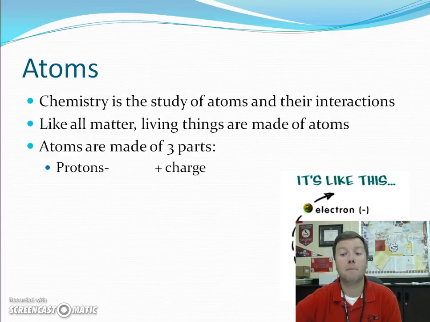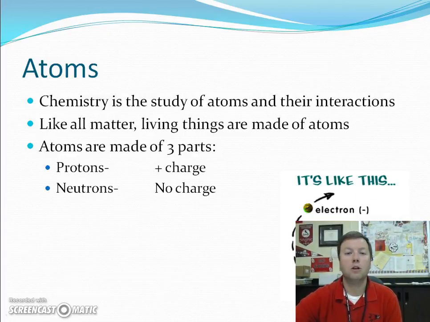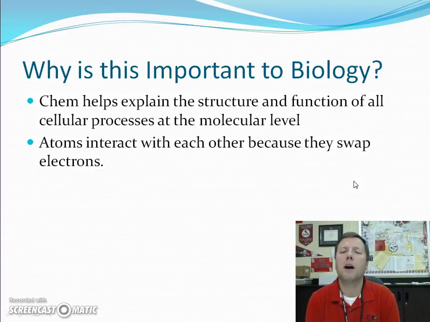So protons have a positive charge. You see the P plus here. Neutrons are neutral, as in they have no charge. Sometimes you see those denoted as N0. And then electrons are negative, or E minus. They travel around. So why is this important to biology?